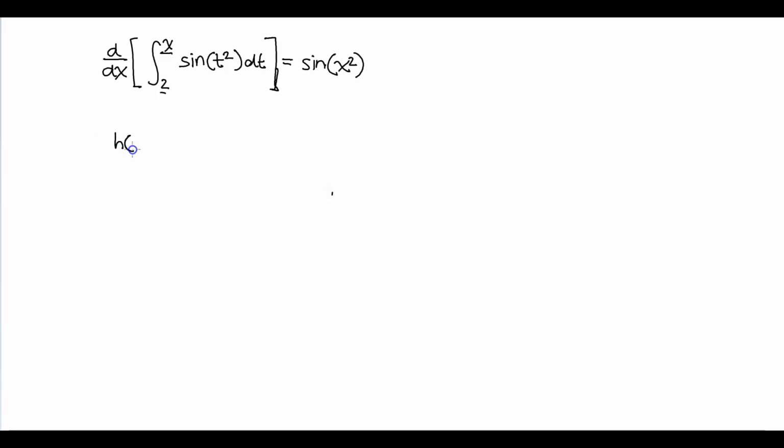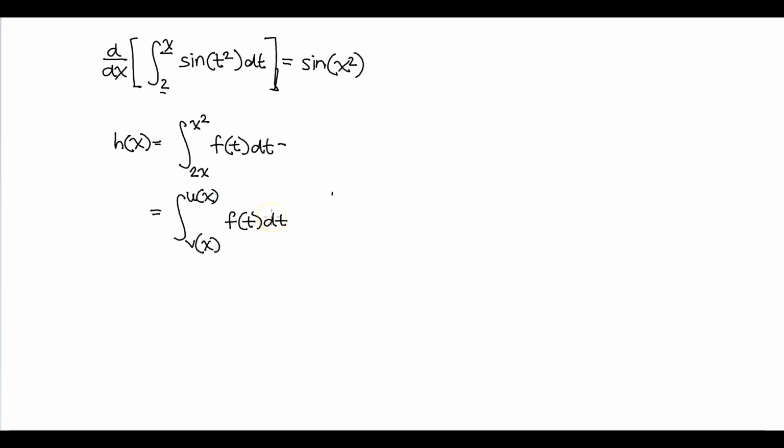Let's define a function h. h of x equals a definite integral from x squared to 2x of f of t dt. Or more generally, the limits can be functions of x, so x squared or 3x or sine of x, any function of x, to another function of x. How do we find a derivative of that?